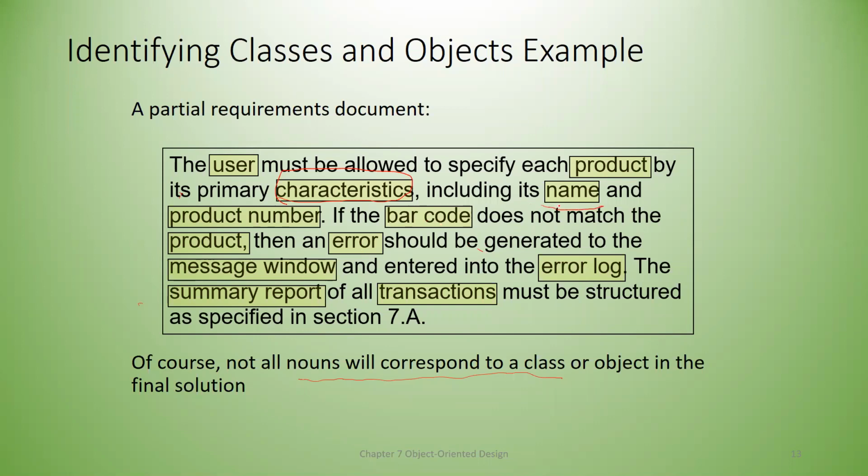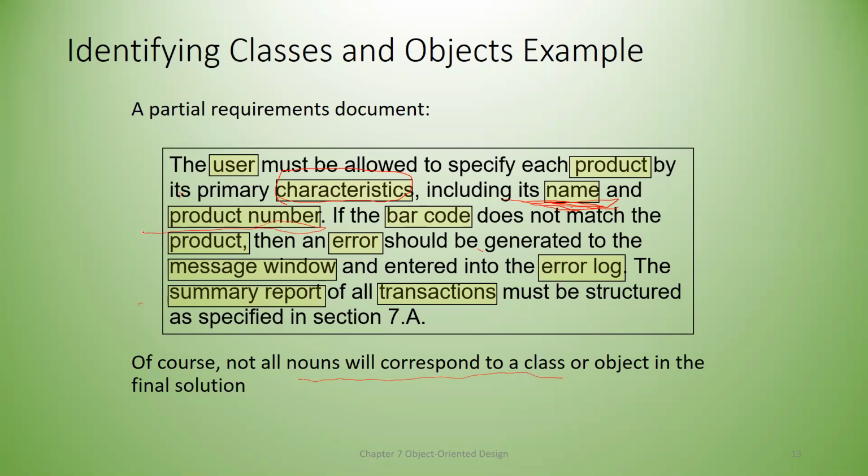Well, think about it. Name, what is name? Let me ask you this question. What about name? Is it a class? Yeah, name is also an attribute of product. It's an attribute of product. What about product number? Is it a class?